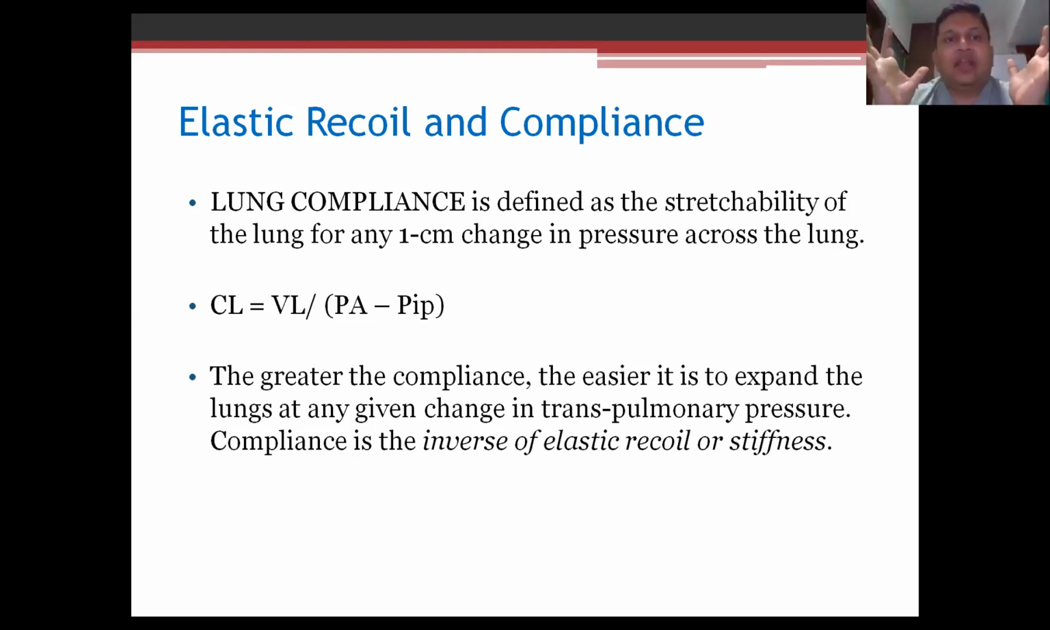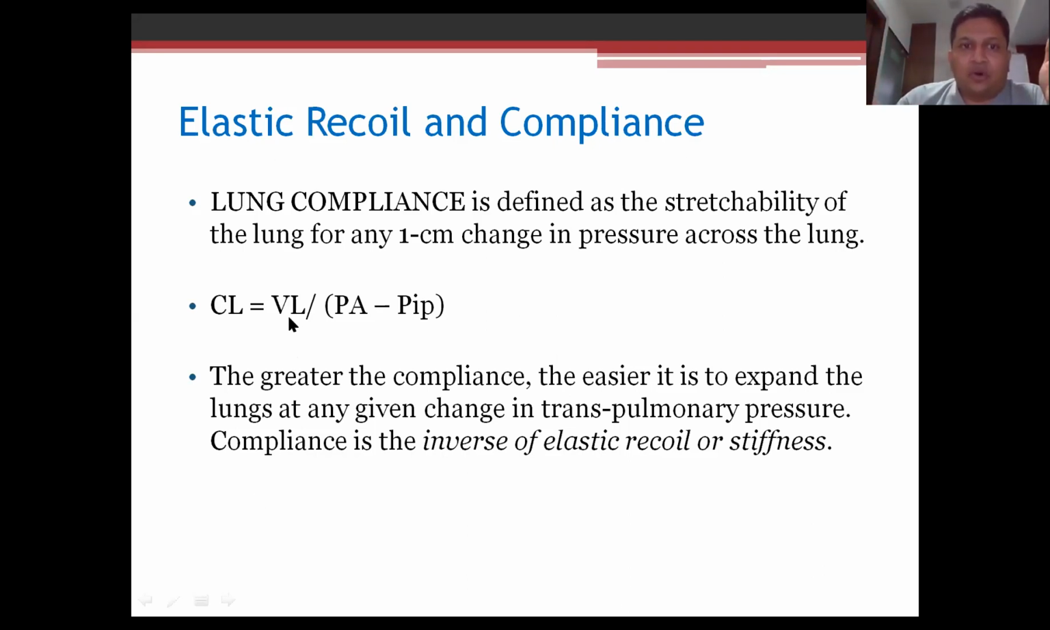What is elastic recoil? If any stretchable tissue is there, it has a normal resting state. If we stretch it, it will try to come back to that normal resting state. That is called elastic recoil. And how much we can stretch it, up to which point, that is called compliance. So lung compliance is defined as the stretchability of the lung. We can stretch the lung with pressure. So what is the compliance for the lung? It is the change in volume per change in pressure. That is called the compliance of the lung.